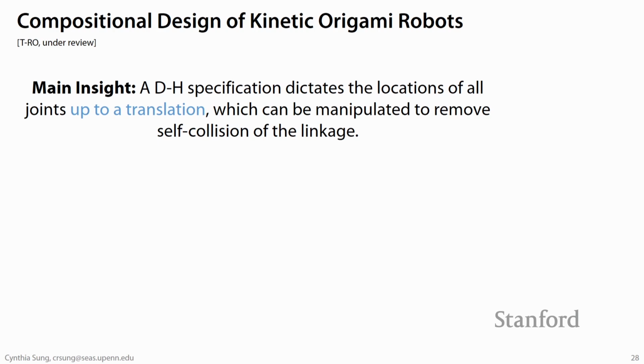So the main insight that we've had in this section is, yes, you can automatically convert a DH parameterization, a DH specification of a manipulator, directly into an origami structure, because your DH representation dictates the locations of all of your joints, but only up to a translation. And so we can take advantage of this extra degree of design freedom in order to design the particular robot we're trying to create.